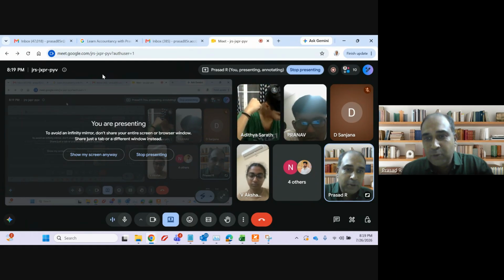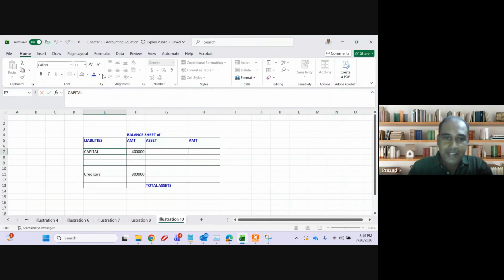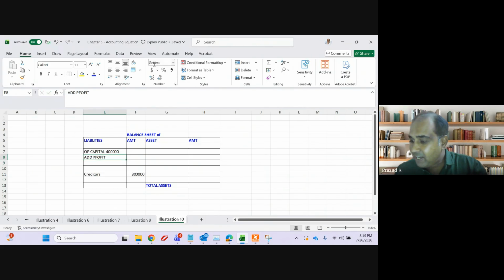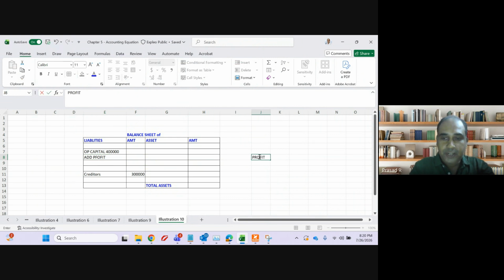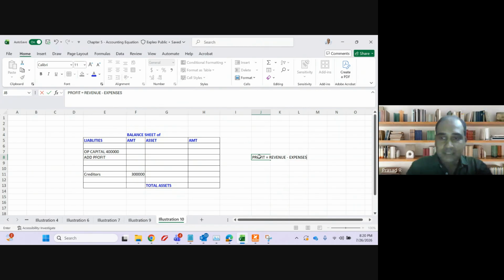Revenue minus expenses will be what? This 4 lakh is my opening capital. Opening capital is how much? 4 lakh. In this, I will add profit. How much is my profit, guys? 7,50,000 minus 2 lakh. Profit is equal to revenue minus expenses. So my profit will be how much?